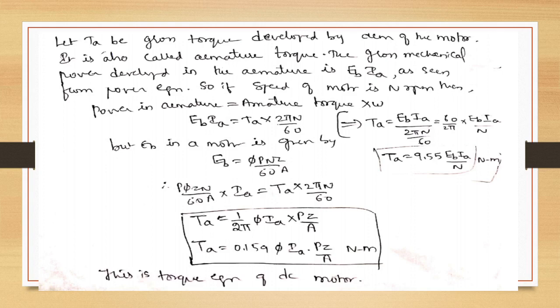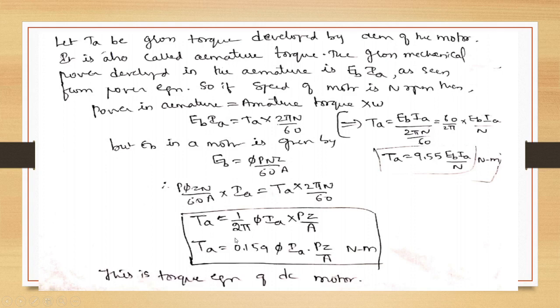So power developed in armature can be written as armature torque into omega. Now power in armature is EB IA. Armature torque is represented by TA. Omega is represented by 2 pi N by 60. But EB is nothing but back EMF. Its value is same as the EMF generated in a generator, that is PφZN by 60A. Substitute that value of EB in this above equation. So PφZN by 60A into IA equal to TA into 2 pi N by 60.